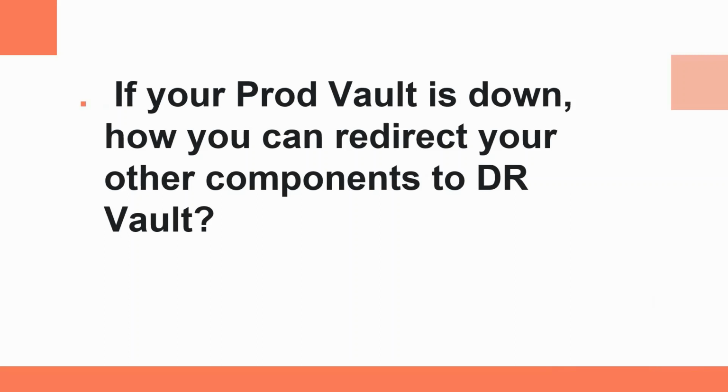Let's suppose your production vault is down. How can you redirect your components like PVWA, PSM, CPM, and any other components to the DR vault, your secondary site? In the vault.ini file in the PSM and PVWA server, we put the DR vault IP. And then for CPM, we also put the IP first. So providing the IP, and that's it.